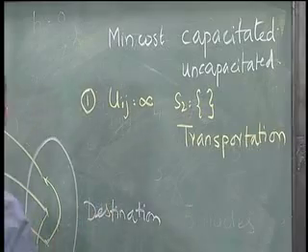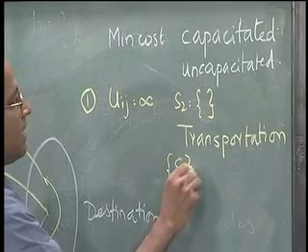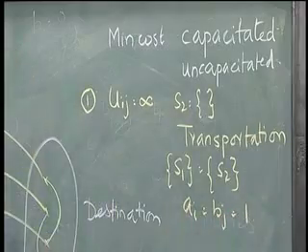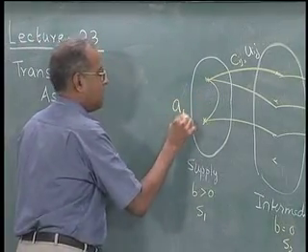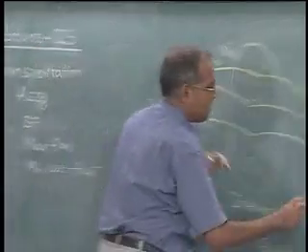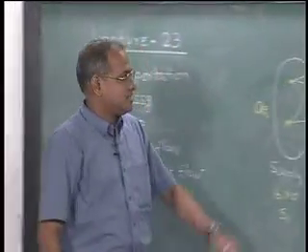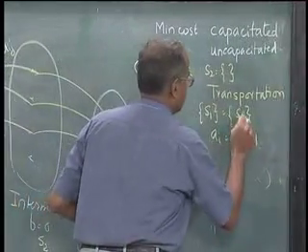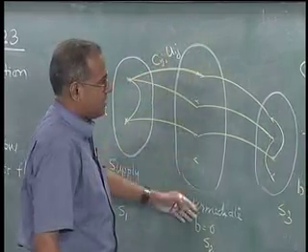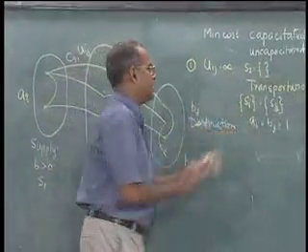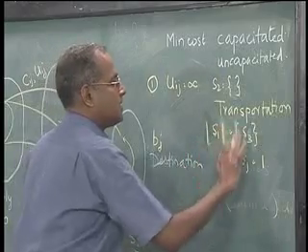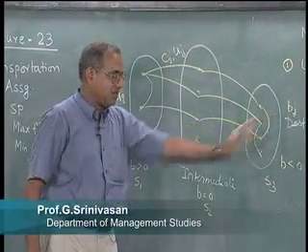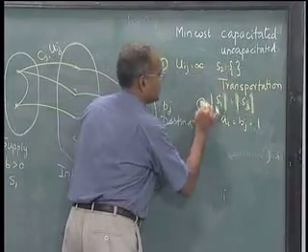Now, in this special case, if we have cardinality S1 equal to cardinality S3, and if we have all ai equal to bj equal to 1, where ai is the supply associated with the ith node here, and bj is the demand associated with the jth node here, and there is no intermediate set, so S2 is a null set, and the number of supply points here is equal to the number of demand points here, then this problem becomes an assignment problem.